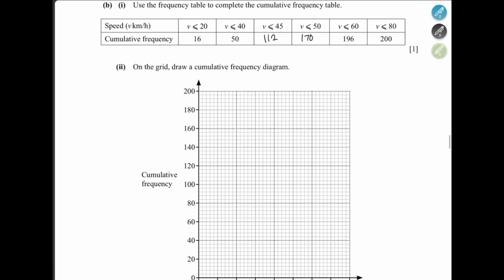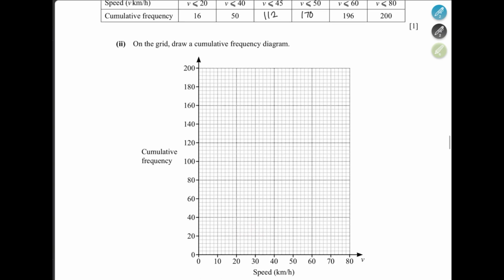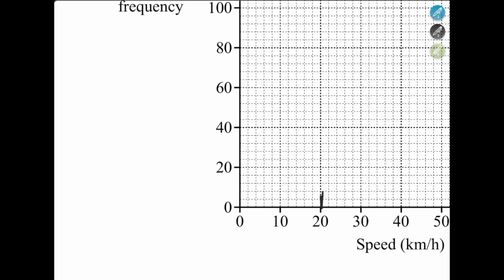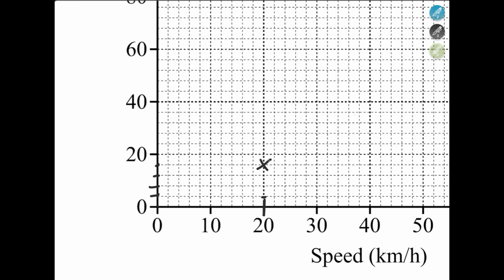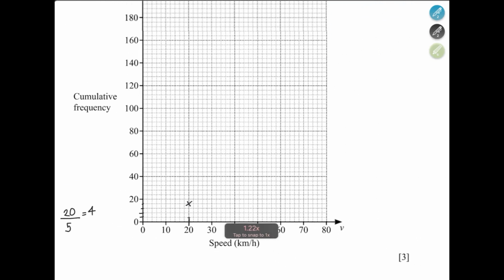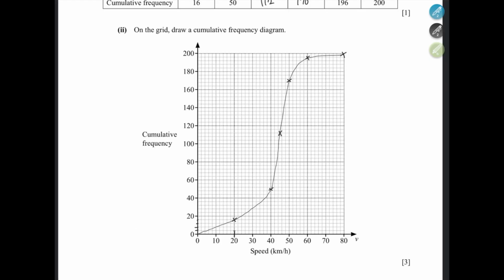On the grid, draw a cumulative frequency diagram. On the y-axis, we need to plot 16. To find the value of each block, divide 20 by the number of blocks, which is 1, 2, 3, 4, 5. This equals 4. That means each block is 4 points. So it's going to be 4, 8, 12, and 16. So this is the first point. Based on that, you can just complete your graph. This is how the graph looks.